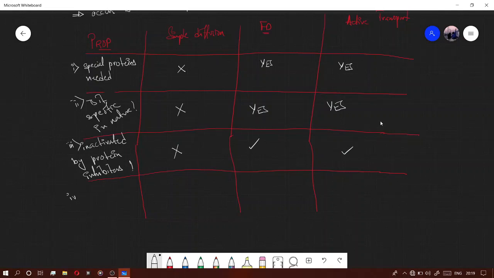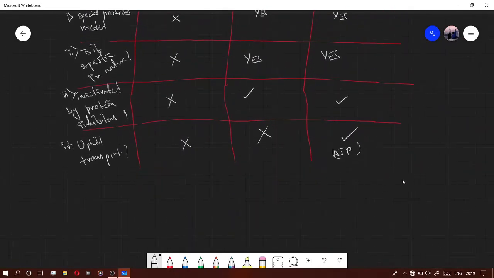Now, number 4, is it an uphill transport? Well, simple diffusion is not an uphill transport. FD, that is facilitated diffusion, just remember the word diffusion is still there, guys. The D is still here. So it is also not an uphill transport. So no. On the contrary, we can write that this one needs ATP. So we can write another one: is ATP needed? The simple answer is only active transport needs ATP.